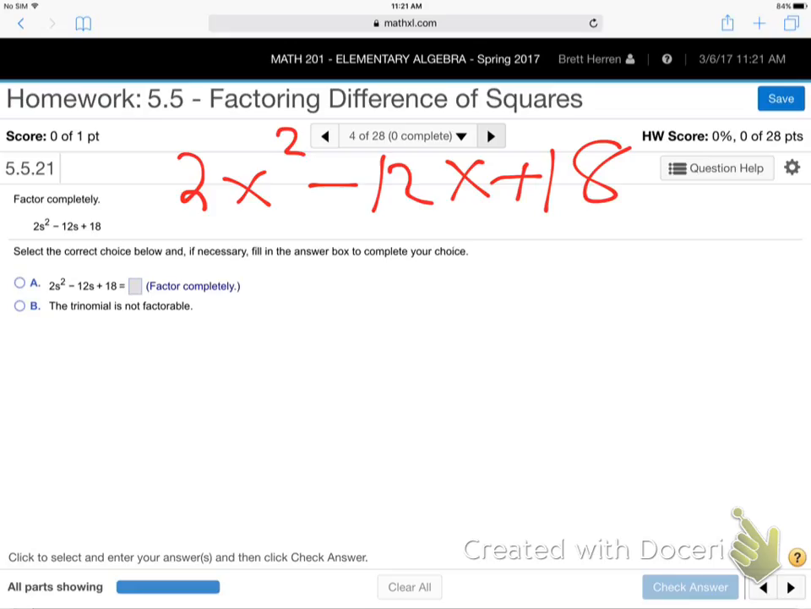So what's the first step on every factoring problem? Yeah, what's in common to all three? What do all three have? What goes into 2, 12, and 18? 2. Yeah, so this time we do have something in common.